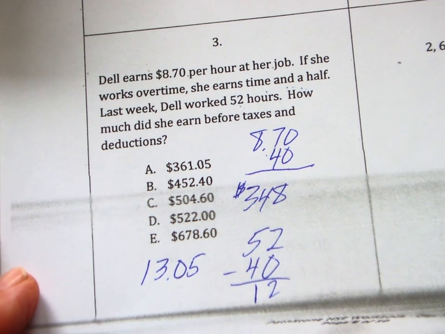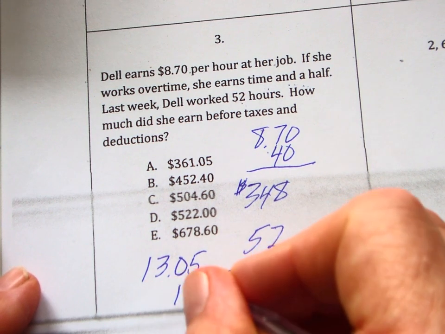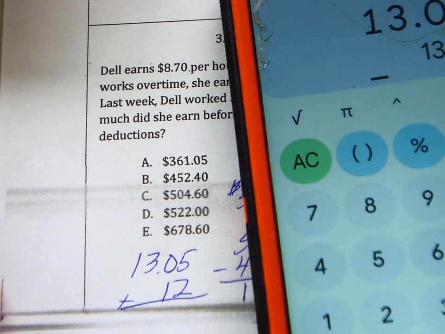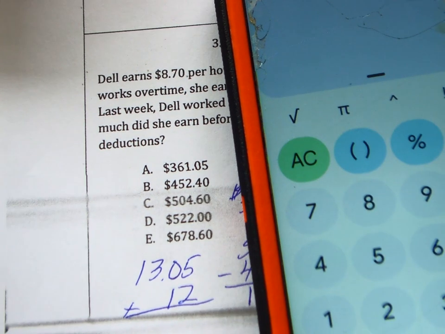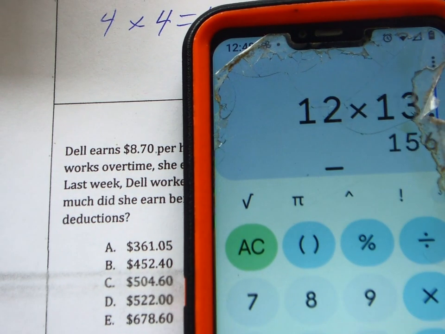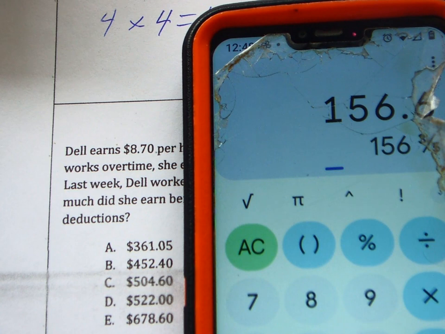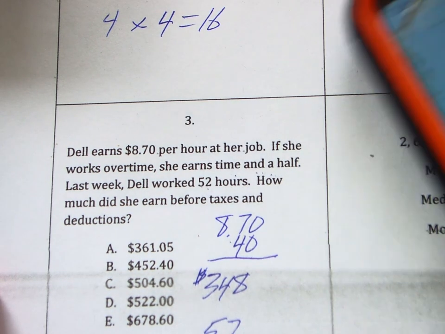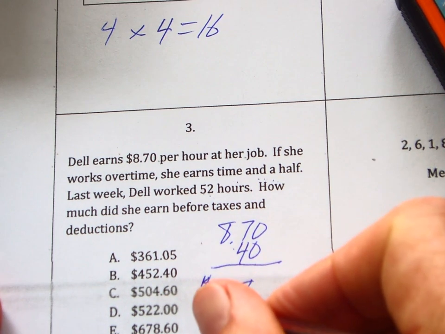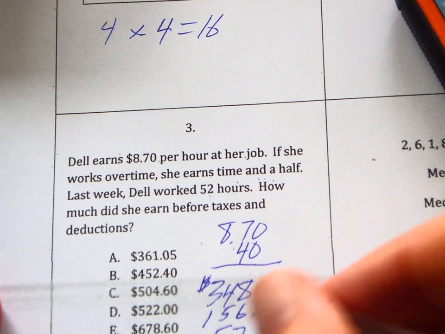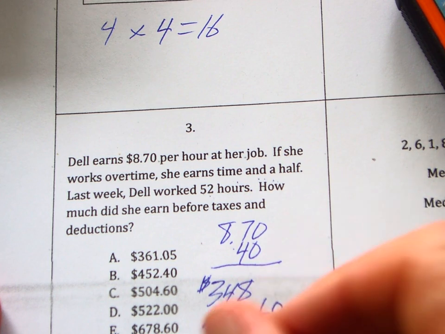And how many hours did we say she works overtime? 12. So now we have to multiply 12 times that. So I'm going to clear it and do 12 times 13.05 equals 156.6. I'm going to write it right here, 156.6, which is the same as 60 cents.